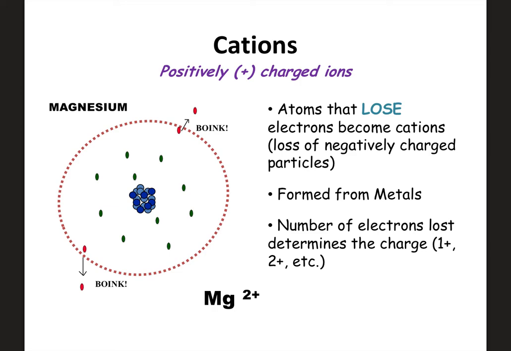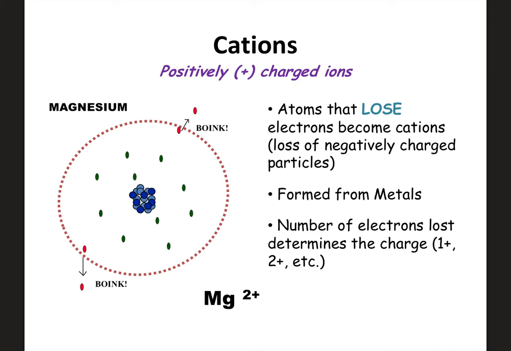So if an atom is positively charged, that means it has lost electrons. Remember, electrons are negatively charged particles. So if you lose negatives, you are now more positive. So cations lose electrons. You need to know that the metals are going to be the ones that are forming cations.